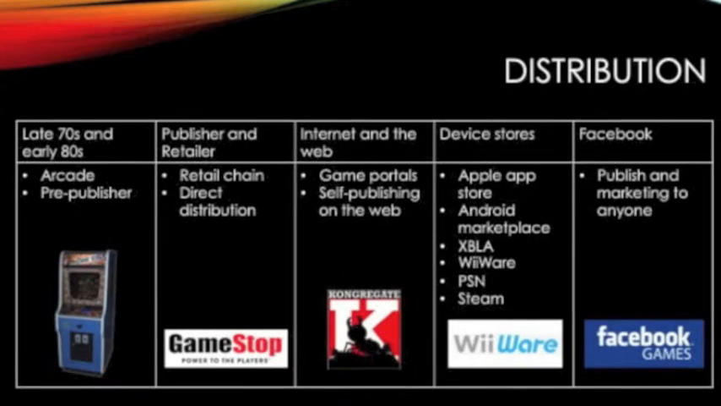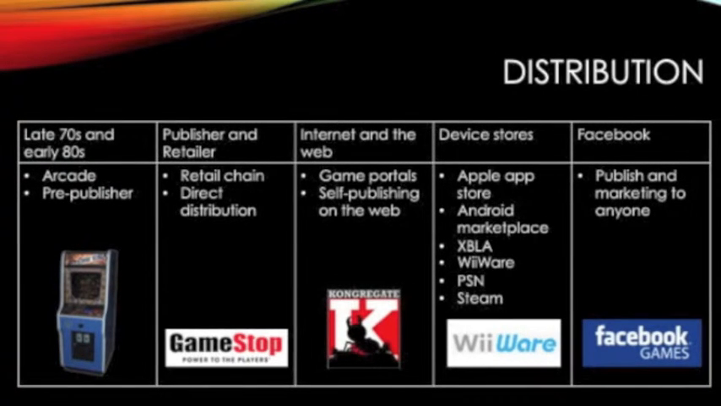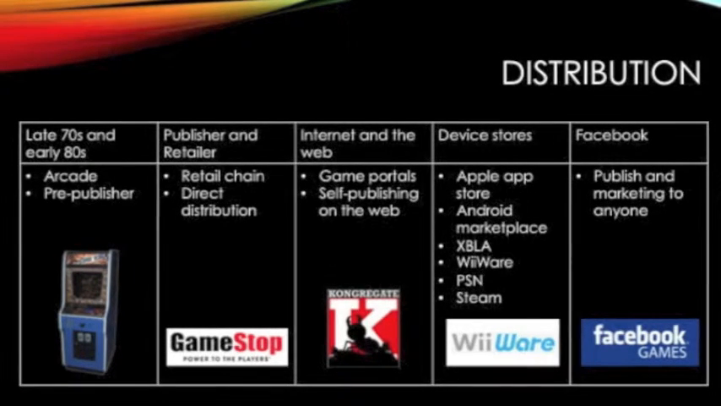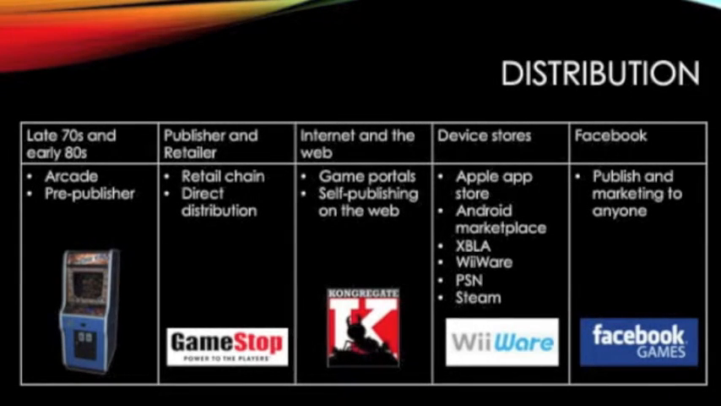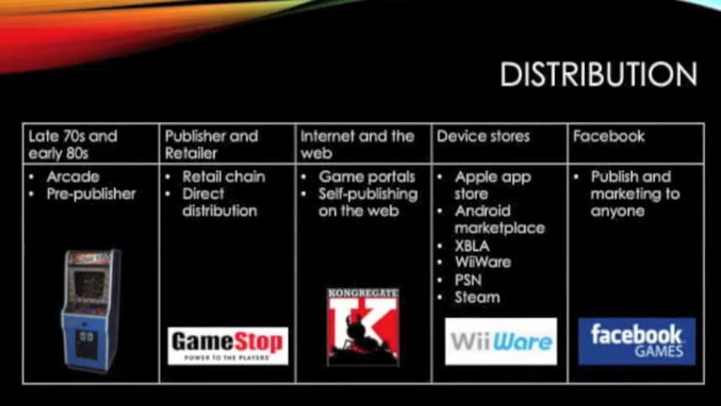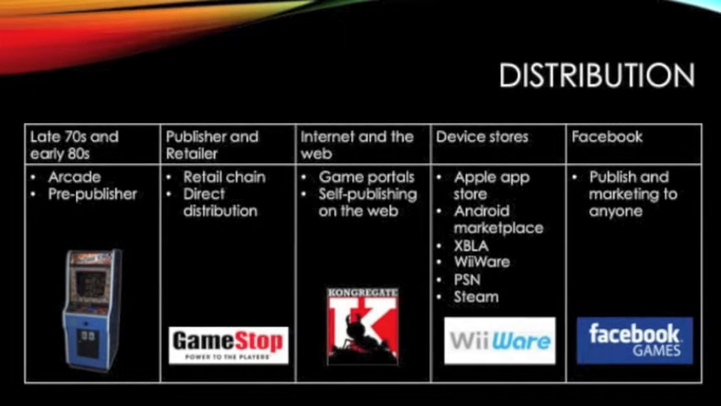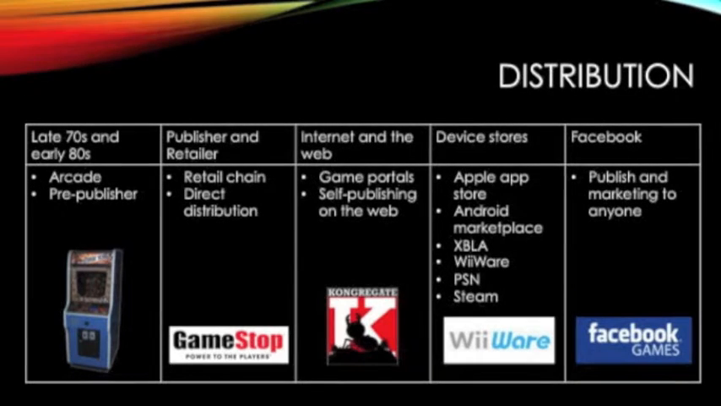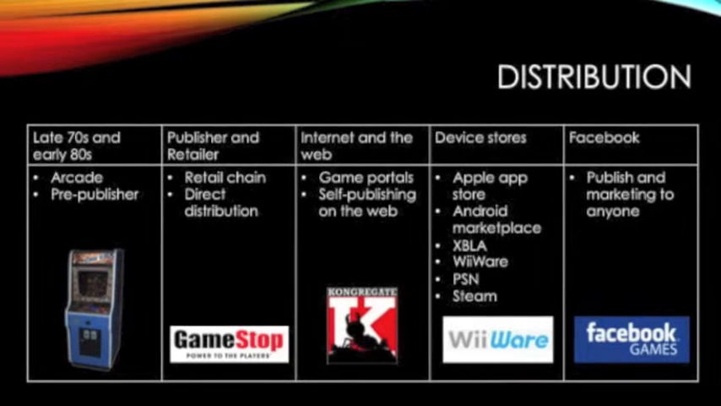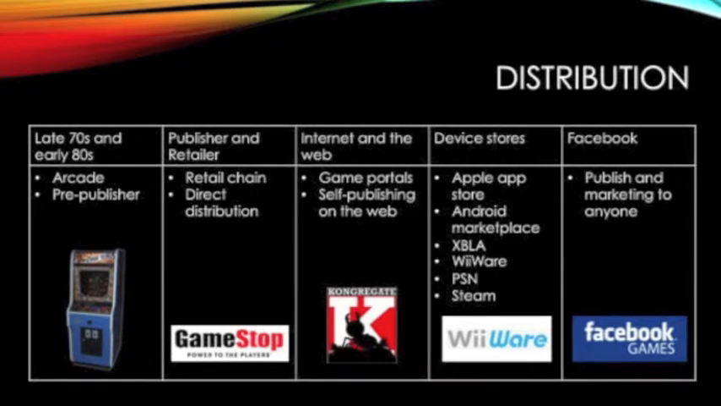This slide talks about the distribution of video games. In the late 70s and early 80s, distribution was through the arcade. The publisher and retailer became important in the next few decades, such as retail chain and direct distribution. Companies such as GameStop became popular for players to sell and buy video games. The internet and the web also became popular as game portals, so indie games were self-published on the web and players could buy them, so stores such as Steam became popular.